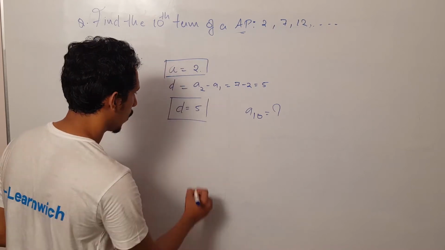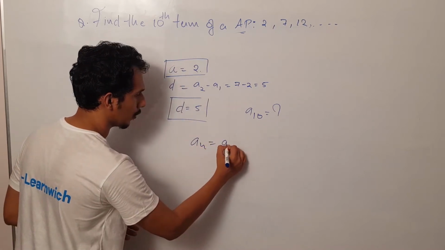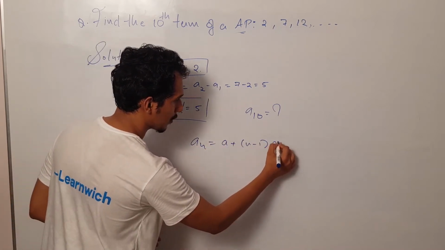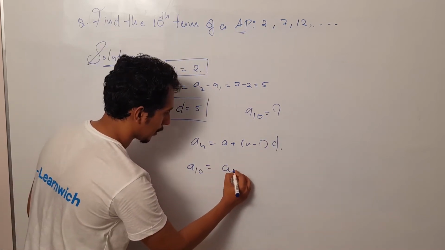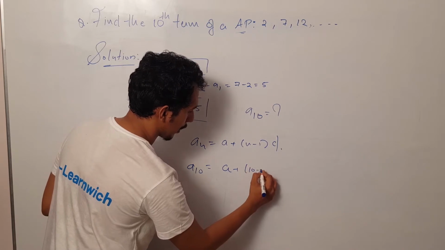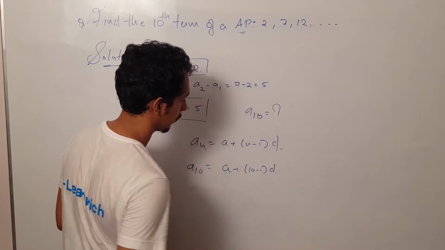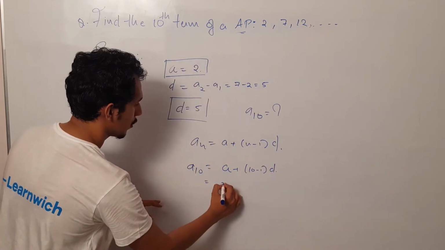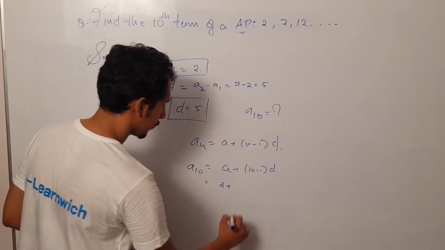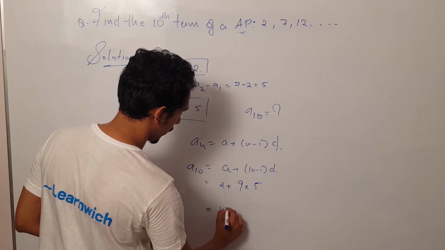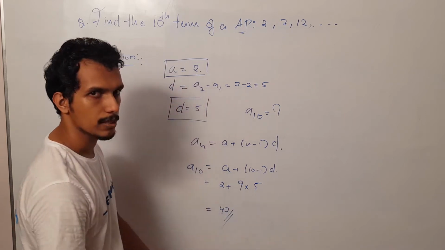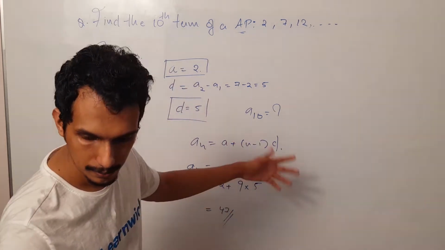Simple. Apply the formula. What is the formula? An is equal to A plus (n minus 1)D. A10 is equal to A plus (10 minus 1) into D. Okay, what is A here? 2. What is 10 minus 1? 9. What is D here? 5. The answer is 47. Easy, no? So simple. Note it down.